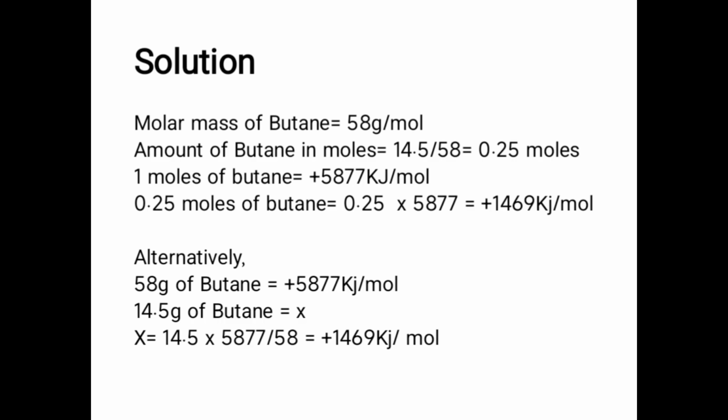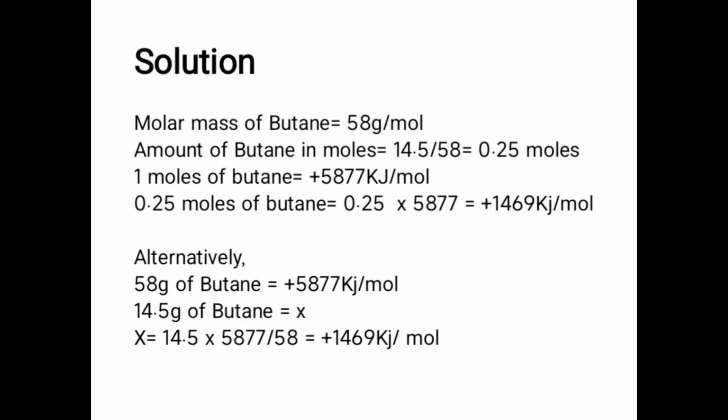The molar mass of butane is 58 gram per mole. The amount of butane in moles, therefore, will be mass over molar mass. That's 14.5 over 58 to give you 0.25 moles. If 1 mole of butane is 5877 kilojoules per mole, then 0.25 moles will be 0.25 times 5877, and that is 1469 kilojoules. You can solve it that way.